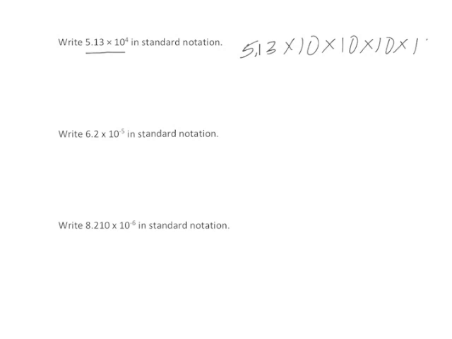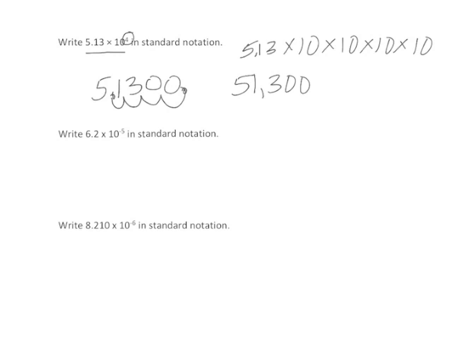So effectively, this is just going to move the decimal point. If the number is positive, it's going to move the decimal point to the right. So if we take 5.13 and we just move the decimal point 4 spots, 1, 2, 3, 4, that is our new number. That's what this means. So this number is 51,300, which is what you get when you do 5.13 times 10 four times.